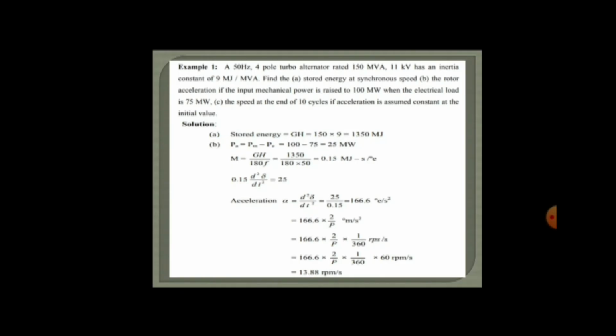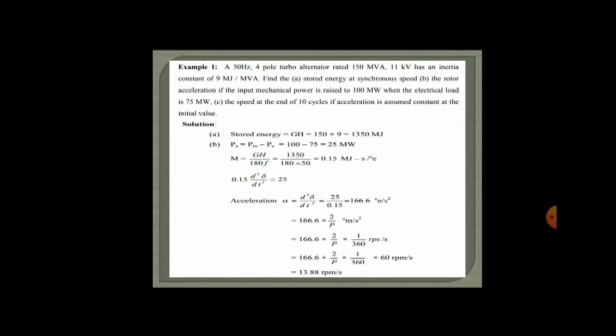So today we will see the problems on power angle curve. The given problem is a 50 Hz 4-pole turbo alternator rated 150 MVA. So what is the rating? 150 MVA. So 11 kilovolts, it is the voltage.